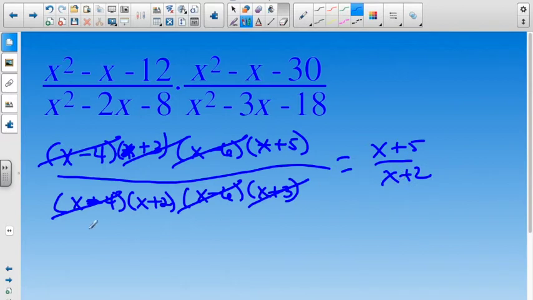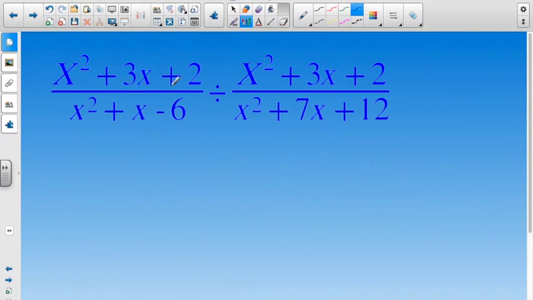All right. What are my restrictions? x cannot equal 4, -2, 6, or -3. This is my simplified form. These are my restrictions. Even though at the end I only have this x plus 2, I still have to consider what I had when I started.